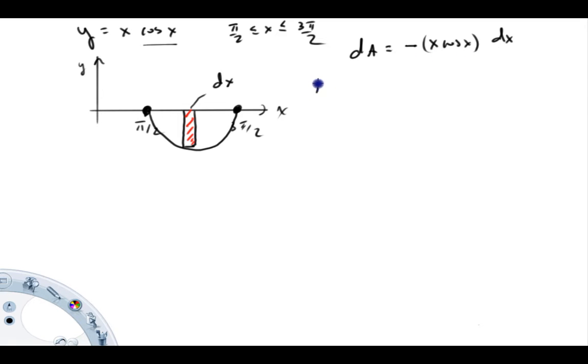Total area we would get by adding these all up. Or in the language of calculus, that's a summation, an infinite summation. And I'll go ahead and just bring that minus sign out in front: minus the integral of x cosine x dx. And then we're going to run this integral from pi over 2 to 3 pi over 2. So there's the setup. And again, if somebody forgot the minus sign, that'd be okay.